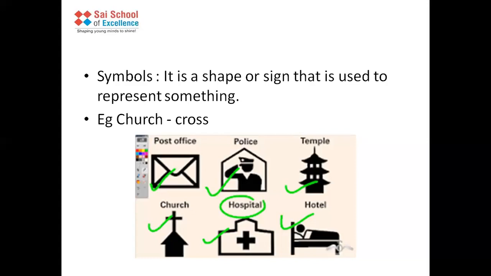To make it easier to show features and places on a map, certain standard symbols are used in maps. A symbol is a shape or sign that is used to represent something. For example, to show a church on a map, we can just put a cross at that spot instead of writing the word church there. So, symbols make it easier to read and understand maps. Once we are familiar with this, understanding a map becomes easier.